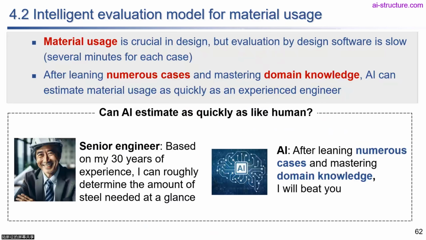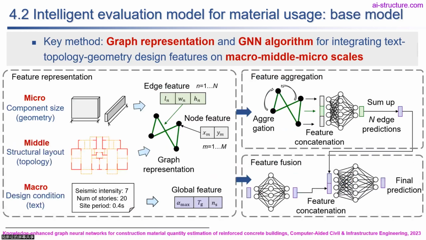For example, how do we predict the material usage when we use it in the optimization? We can also use the software to do the calculation, but it will take several minutes to finish one material consumption calculation. So why can we not use AI, like a very experienced engineer, to predict the material usage with only a glance? So here is the key technology: we use graphical representation to present the structure.